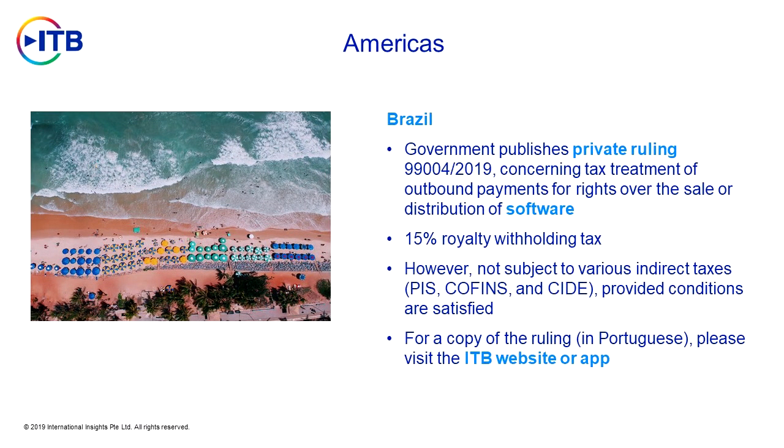In Brazil, the government has published a private ruling in regard to the tax treatment of outbound payments for rights over the sale or distribution of software. The ruling indicates that such payments are subject to 15% royalty withholding tax, but are not subject to various indirect taxes provided some conditions are satisfied. For a copy of the ruling, please go to our website or app.